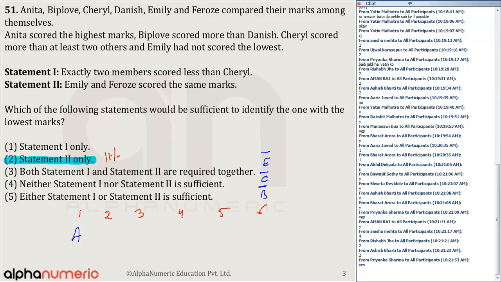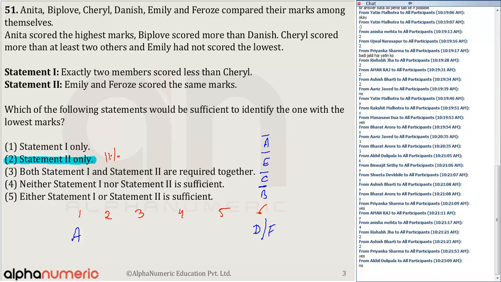So the question here is, statement 1, statement 2. Which of the following statements could be sufficient to identify the one with the lowest marks? And remember, A cannot come at position number 6. So the only possibilities at the last position are either D or F. These are the only two possibilities. Any doubts till this step, please tell me. No? Shall we move ahead then?